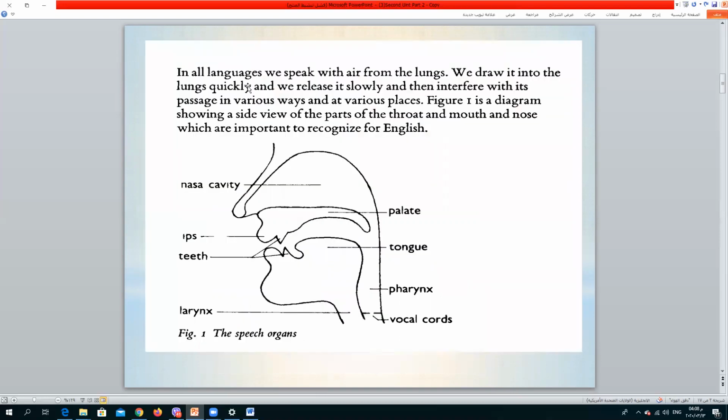In all languages, we speak with the air from the lungs. We draw it into the lungs quickly and we release it like this. And then interfere with this passage in various ways and in various places. In this diagram, we see a side view of the parts of the throat and mouth and nose, which are important to recognize for English.